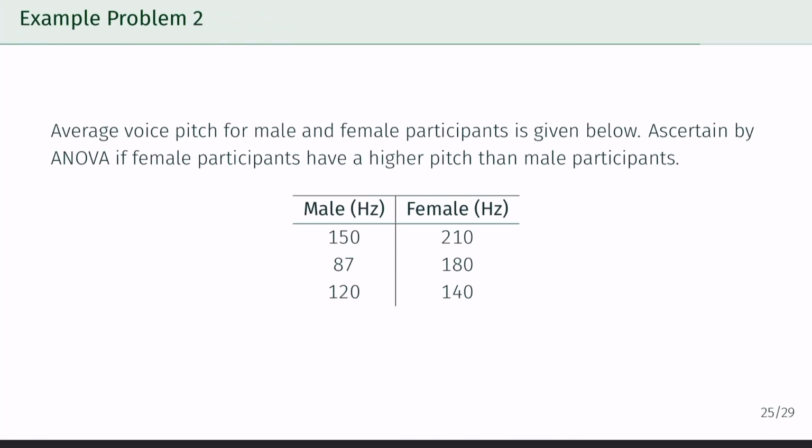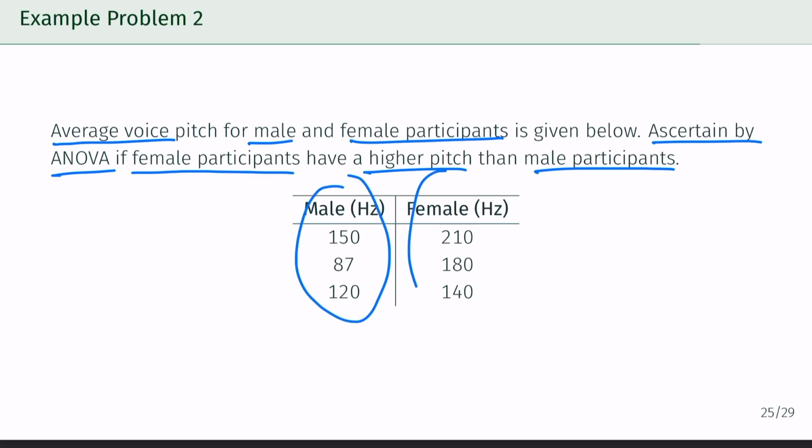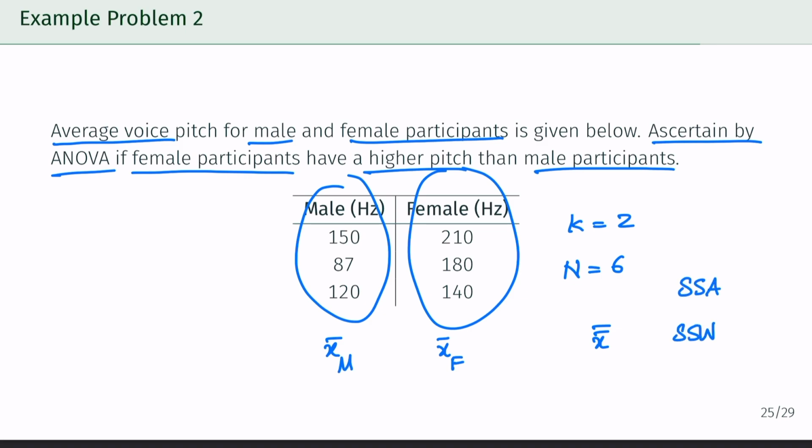So this is an exercise for you guys. We have the problem: average voice pitch for male and female participants is given below. Ascertain by ANOVA if female participants have a higher pitch than male participants. We have the values right here. The K value is 2, the total number of observations is 6, and we have 3 observations in each of them. Again, you're going to find the male mean, the female mean, and the grand mean. Then you're going to find the sum of squares among, sum of squares within, and sum of squares total. Once we find these values, then try and ascertain using the ANOVA table.